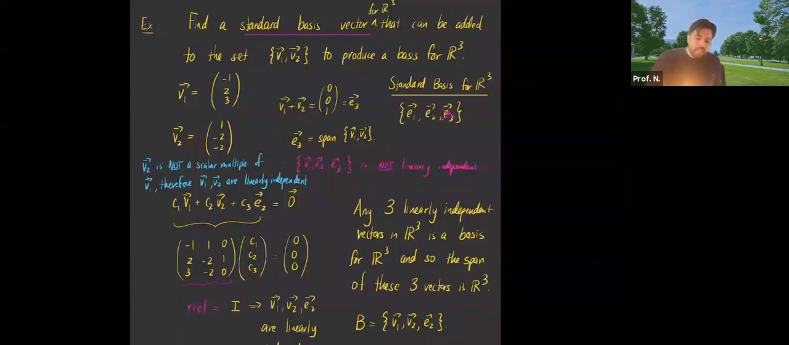So what I'm saying is E2 is linearly independent with V1 and V2. They're linearly independent. Because I have three linearly independent vectors in R3, it's going to immediately become a basis. Why? Because every basis in R3 has to have three vectors.